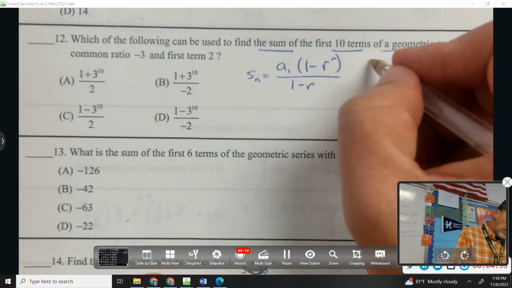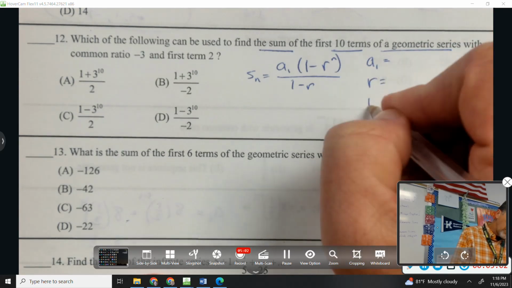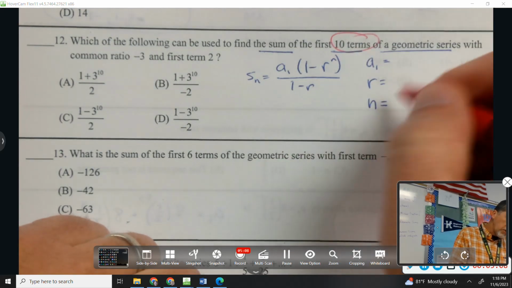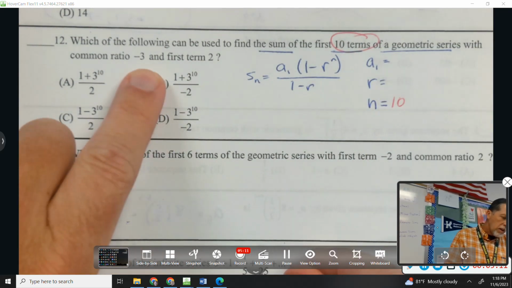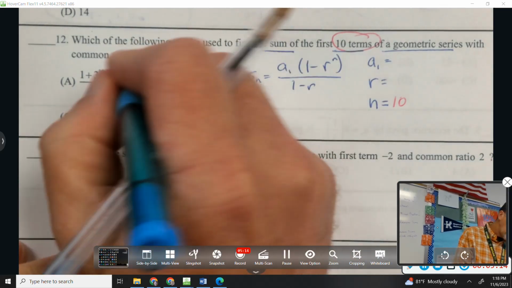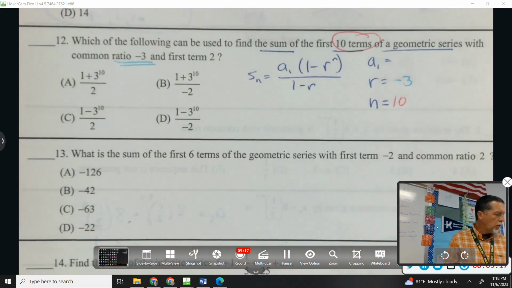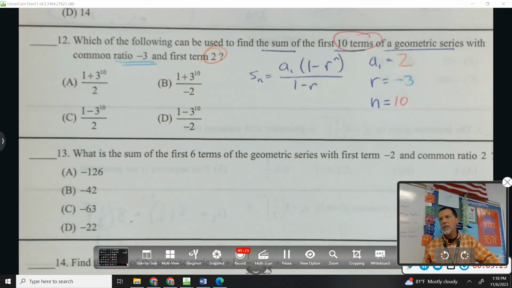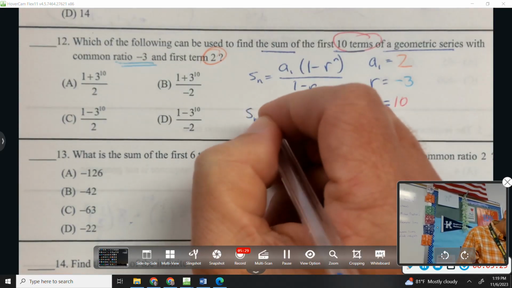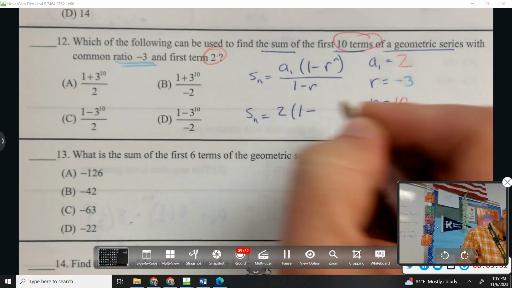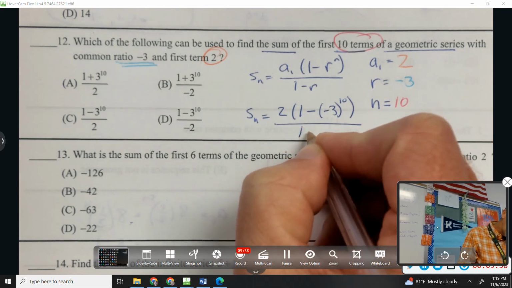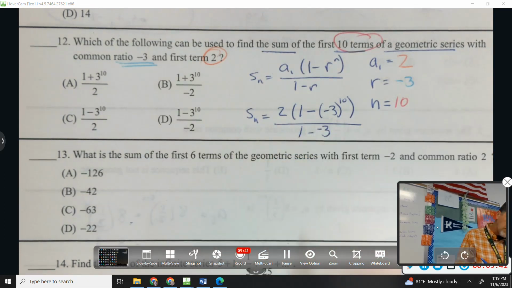So I need the first term, I need the r, and I need the n. Hopefully they give me all of those things. First 10 terms, so n is 10, how many terms there are. Common ratio of -3. And first term of 2. So yeah, that's as nice as they can make that problem. They just hand you all the pieces you need. So 2 times 1 minus -3 to the 10th, all over 1 minus -3.